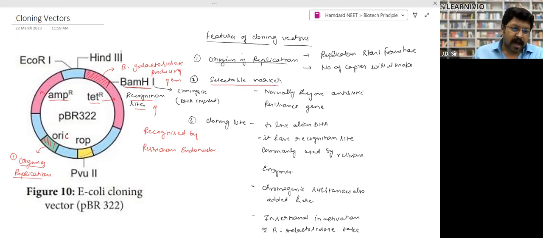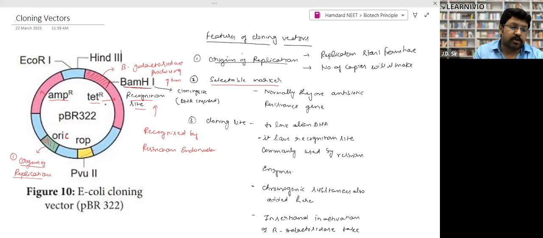Okay. Again, you can see the tetracycline resistant gene, the ampicillin resistant gene. Actually, these are called marker genes. These are the genes which protect bacteria from the antibiotics tetracycline or ampicillin. So TetR or AmpR are the marker genes, and their function is to protect bacteria from the antibiotic.